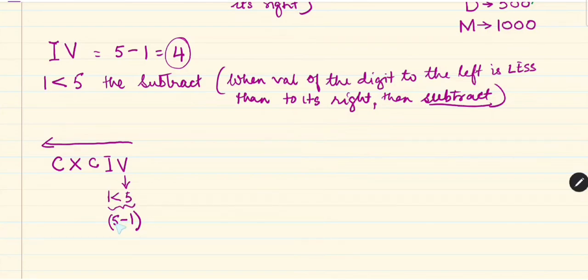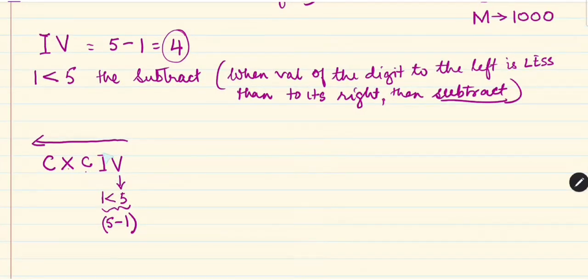So 5 minus 1. It's not 1 minus 5, it's 5 minus 1, all right? Then the next one is C and X. So 2 digits at a time, all right? Look at it, 2 digits at a time. All right, so C, what is the value of C? C has a value of 100 and X has a value of 10, correct?